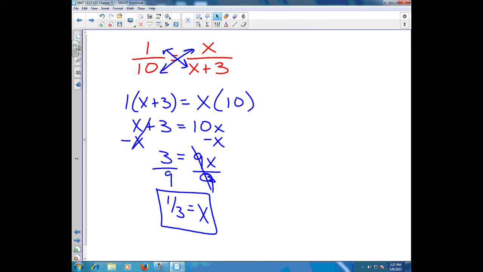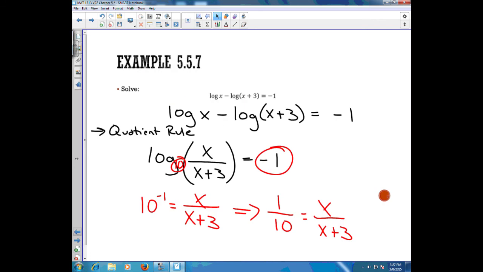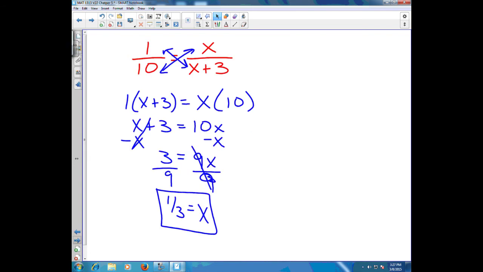And now we just want to go back and check and make sure our answers work. And so log of 1/3 is okay. And log of 1/3 plus 3 is okay. So both of those are positive. And so we can just keep x equals 1/3.